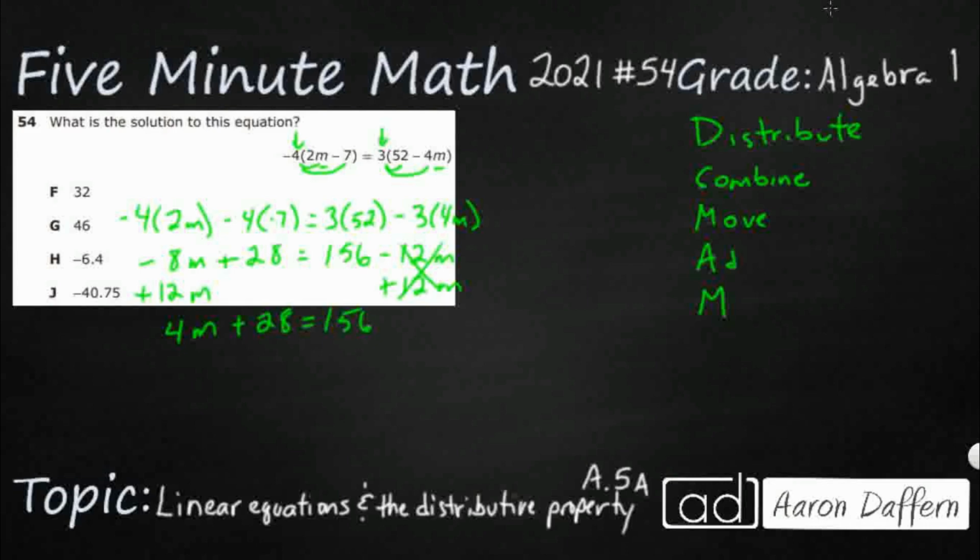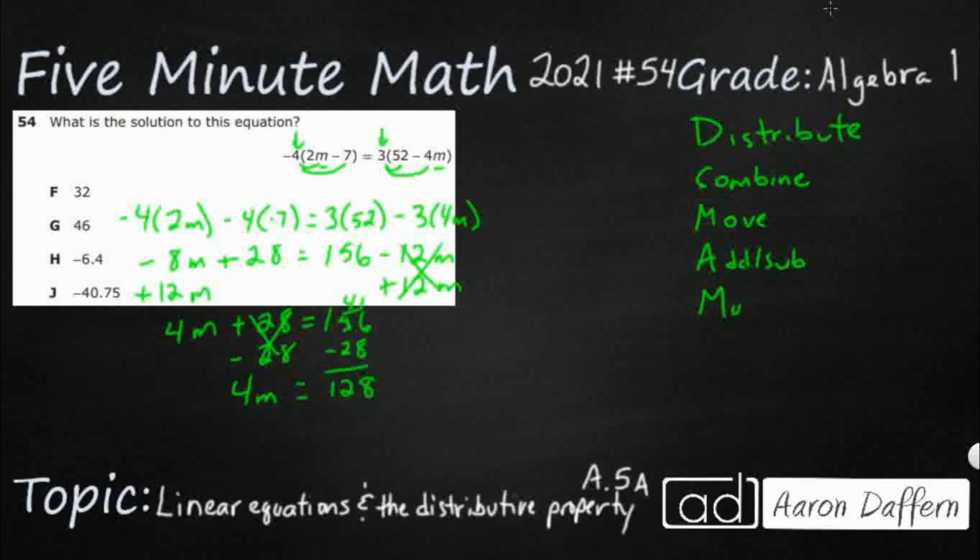Now I'm trying to isolate the variable. How do I do that? Well, it's reverse inverse order of operations. So I need to first add or subtract to get rid of the 28. In this case, let's subtract 28. It's going to get rid of that. What are we going to get here? We are going to get 128. And that's just going to give me 4m. All right, so 4m is going to equal 128.